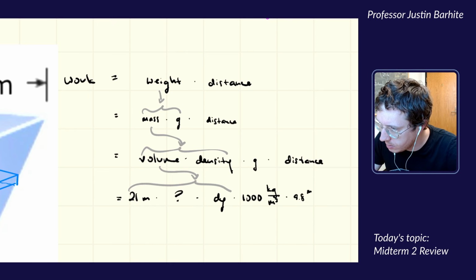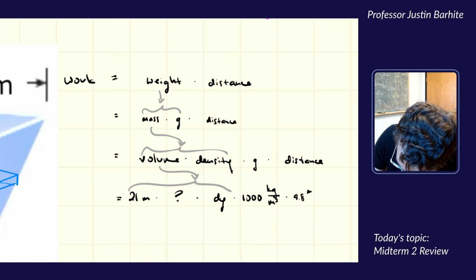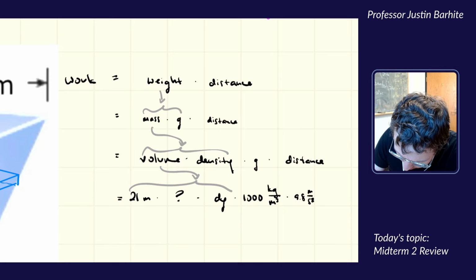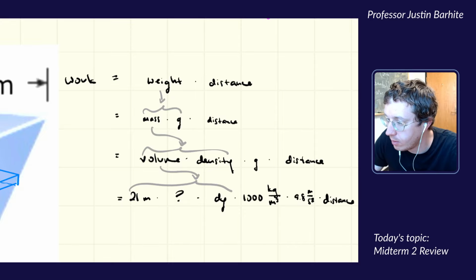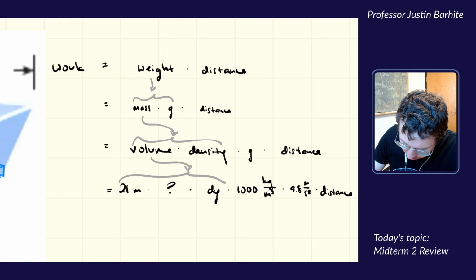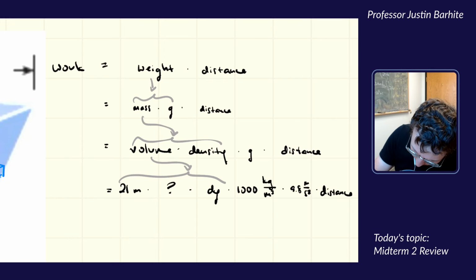Okay, I think that fits on the screen now. Great. G is 9.8 meters per second squared. And we still need to find the distance. Oh, but the distance, that one is not so bad.